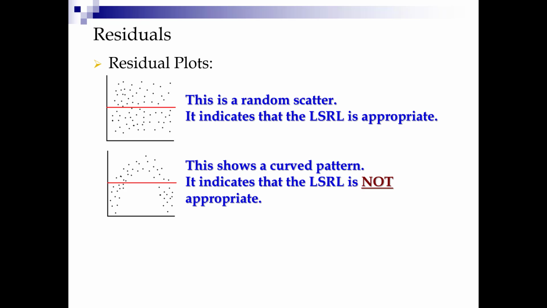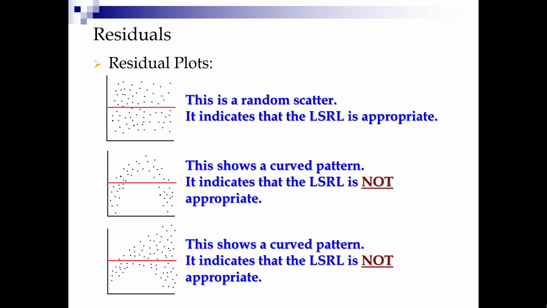In this case, we're going to want to use some kind of nonlinear regression. This also shows a curved pattern, and it also indicates that the LSRL is not appropriate. So we always want to look at the residual plots to determine if the LSRL is appropriate. If you see a curved pattern, we're going to say that it's not appropriate. If you don't see a curved pattern, if you see a random scatter, then we're going to say that the LSRL is appropriate. And we're going to say that the data is relatively linear.